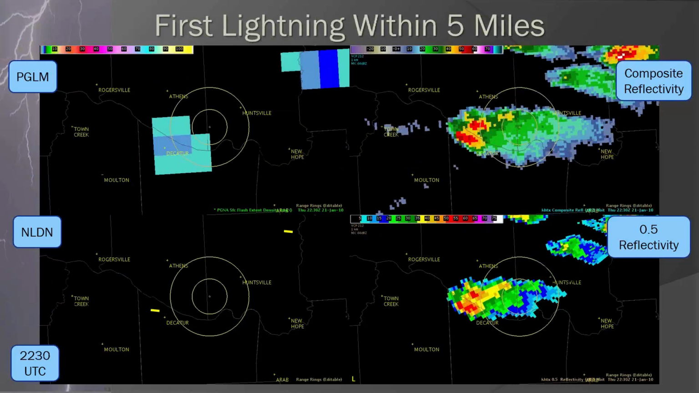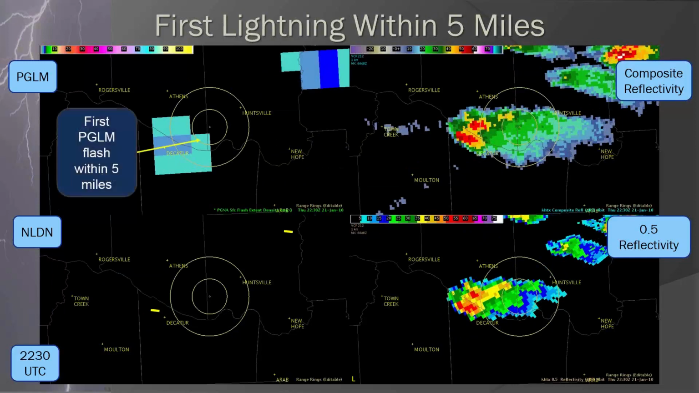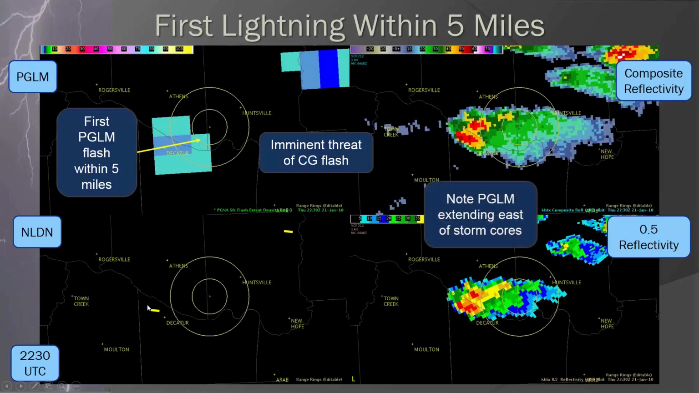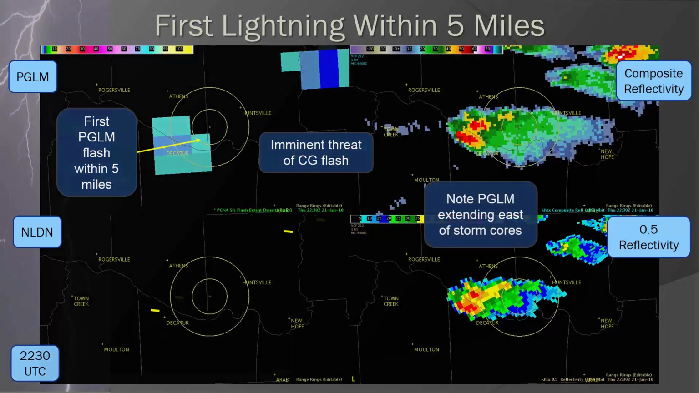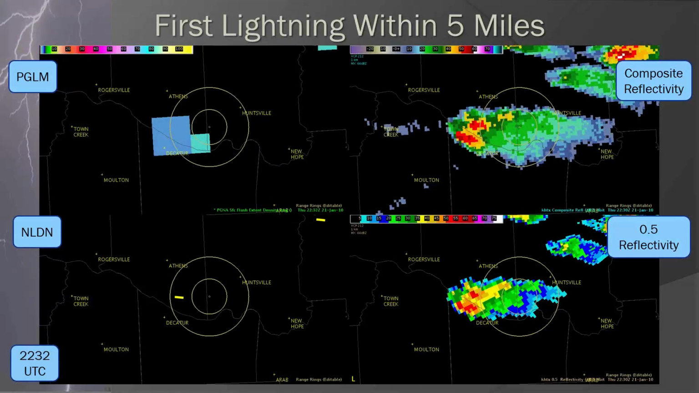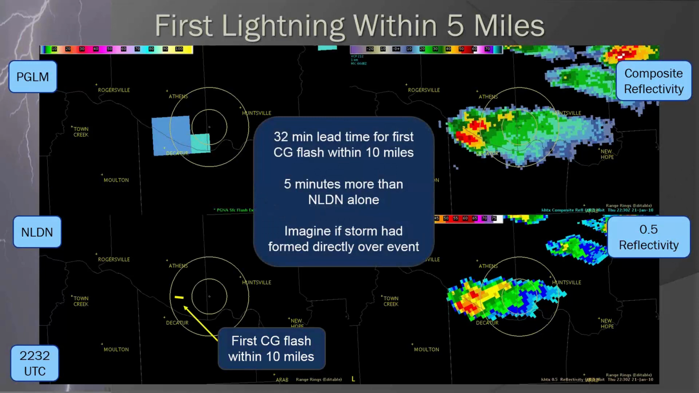And we see that this trend continues at 2230 UTC. We now have our first flash edging its way into the 5-mile range ring at this point, once again indicating that the threat of a cloud-to-ground flash is imminent. We're looking at the cloud-to-ground data, still outside of 10 miles. And then lastly, looking at the spatial extent, we move into 2232 UTC, and we finally have our first cloud-to-ground flash within 10 miles of our point of interest.